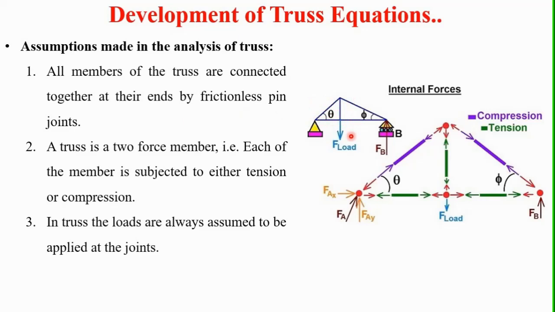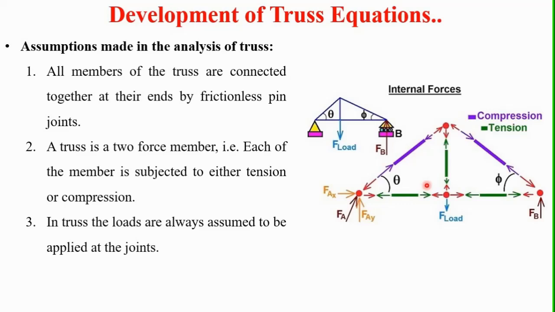The second assumption is that a truss is a two force member, that is, each member is subjected to either tension or compression. Here we can see this is the first member, it is under compression. This truss consists of a number of members, and these members are either in tension or in compression. Tensile or compressive kinds of loads will be there only. So this is the second assumption.